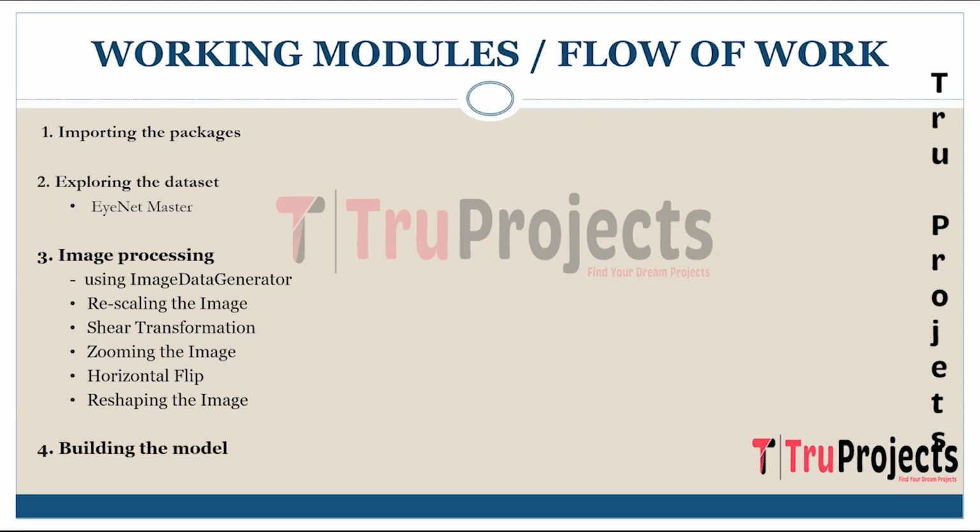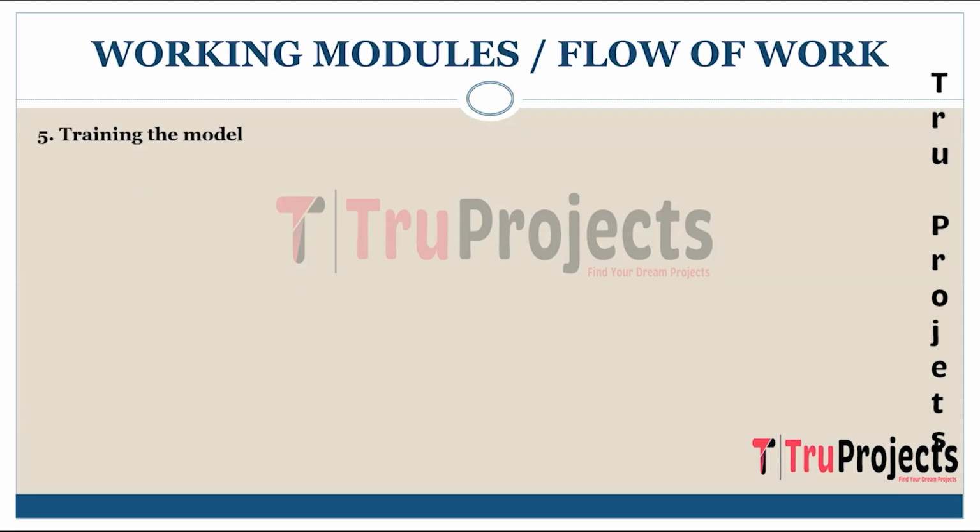Building the model. In this critical phase, a CNN model is developed to classify retinal diseases accurately. Training the model. The models created in the previous step are trained using the preprocessed dataset. During the training process, the models learn to recognize relevant patterns and features within retinal images. This step is integral to the model's ability to accurately classify diseases.